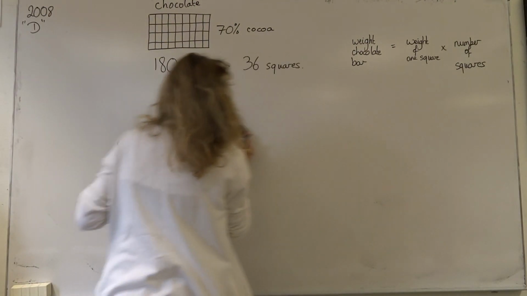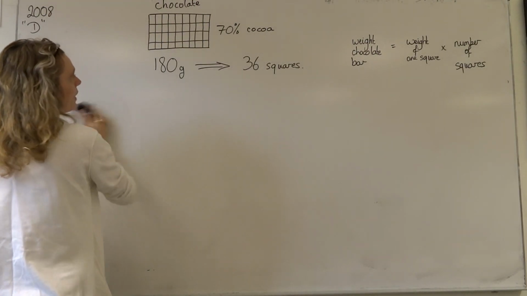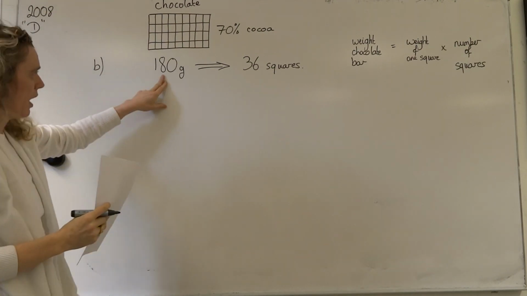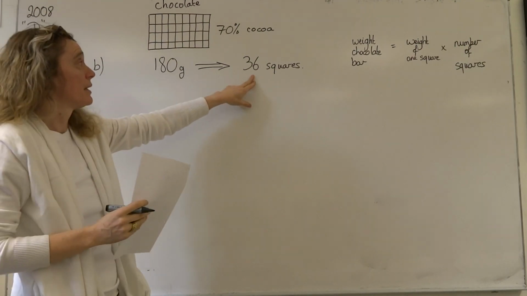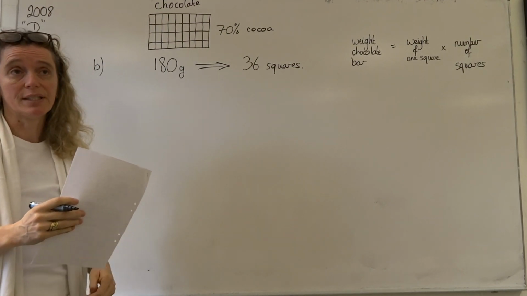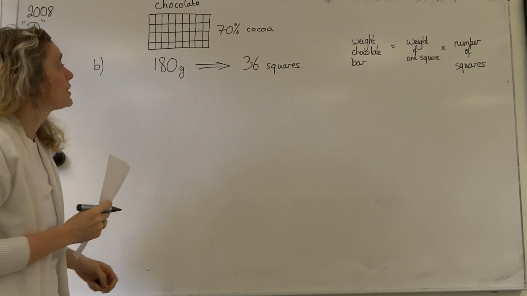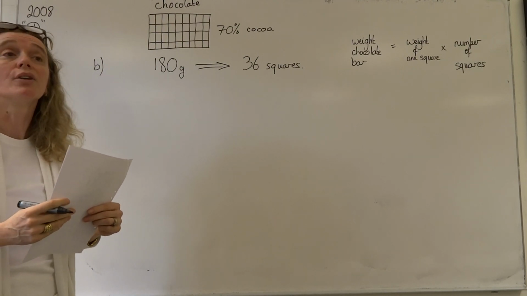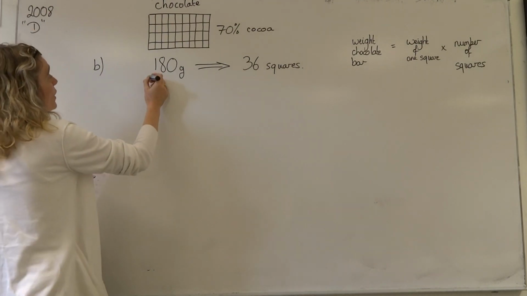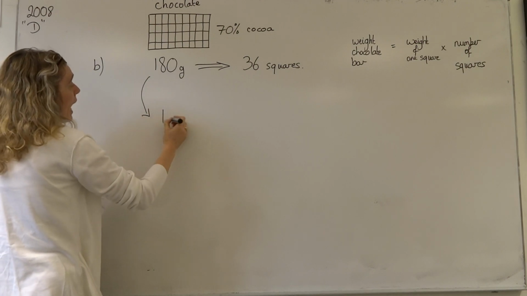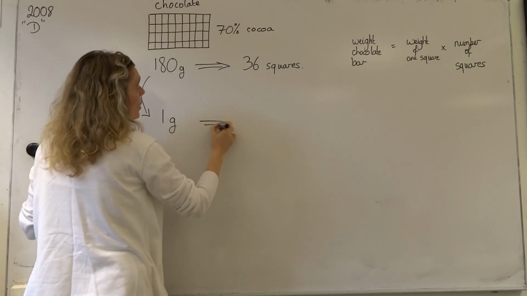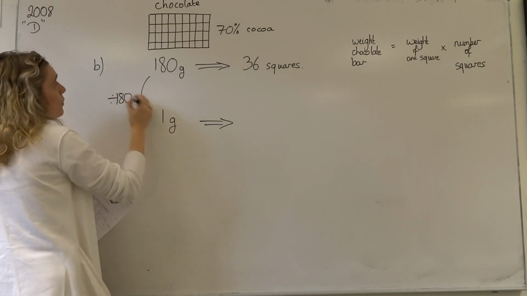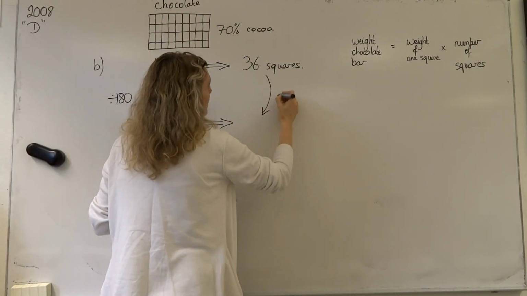Then the next question is, okay, this bar of chocolate that weighs 180 grams has 36 squares. They'd like to know how many squares would we need to use for 120 grams. Well, we could first work out how many squares would there be in 1 gram by dividing both sides by 180.